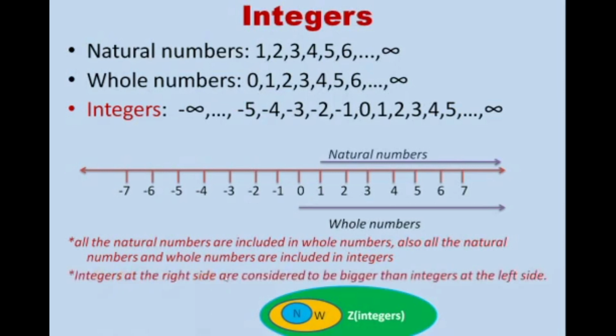Integers at the right side are considered to be bigger than integers at the left side, which means 0 is bigger than -1, -1 is bigger than -2, -2 is bigger than -3, and +3 is bigger than +2, +2 is bigger than +1, +1 is bigger than 0, and so on.